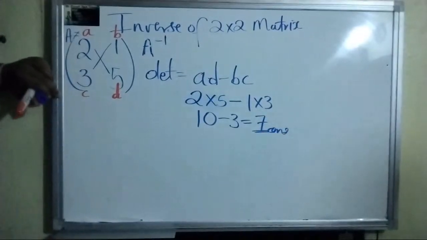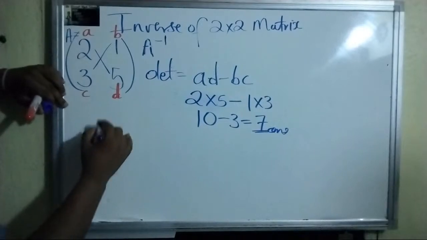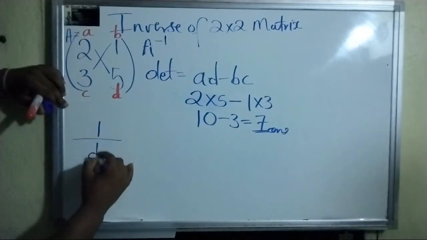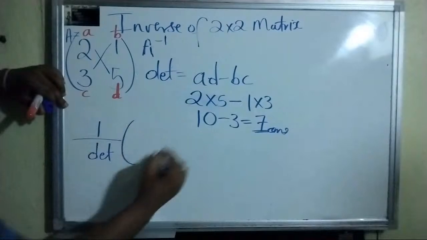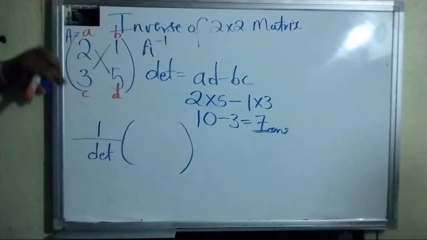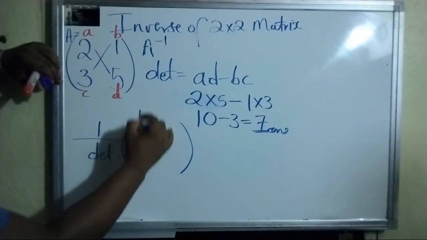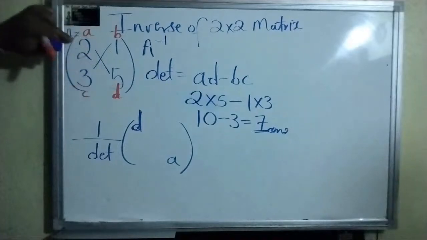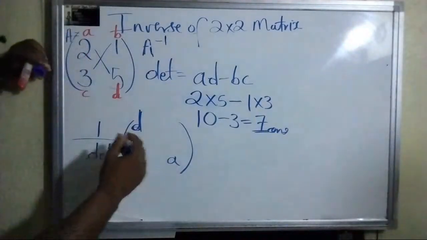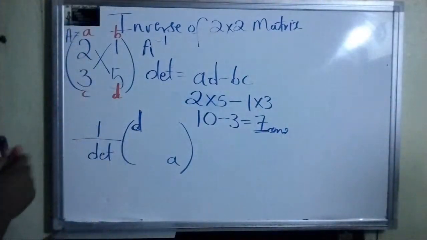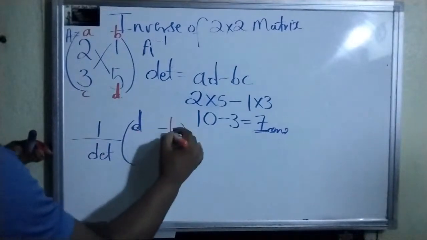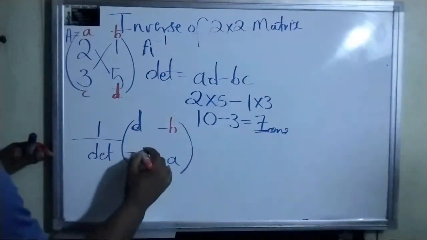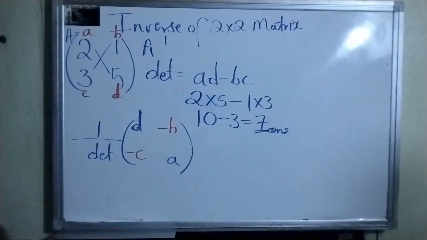Now to find the inverse, what we do, we put 1 over the determinant times what we call the adjoint. Now the adjoint, we swap the position of D and A. Look carefully guys. So same as how we do this, we swap it. And then we change the sign of B and C. So if it's positive, it's going to become negative. If it's negative, it's going to become positive.